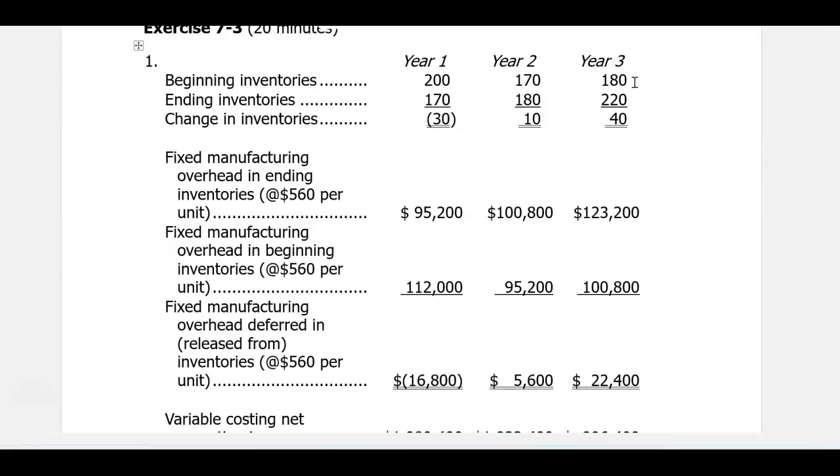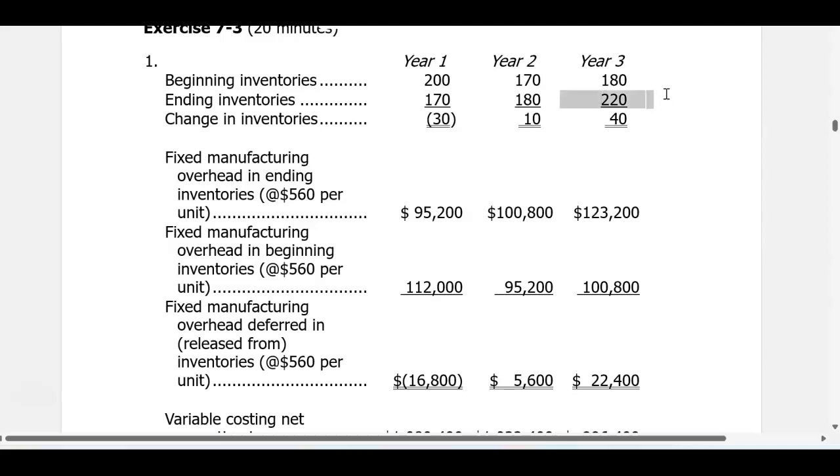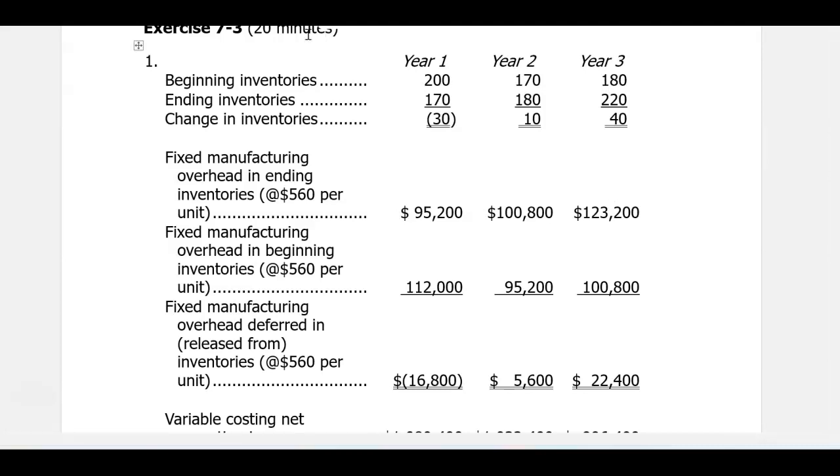No, actually, we produced more, sold less. That's why we have more ending inventory. So we produced more, sold less. That's why we have more ending inventory by 40 units. Fixed manufacturing overhead is 180. Fixed manufacturing overhead in ending, 220 times 560, that's 123,200.